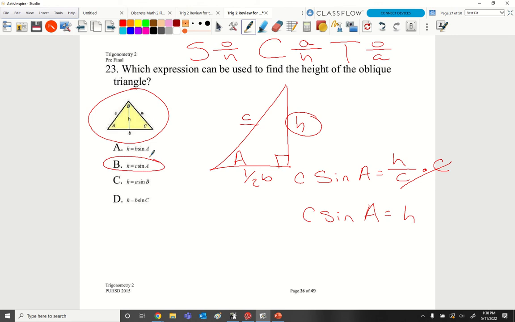Now, if it didn't work out like that, I could do it from the other side. If I could do it from the other side of the triangle, it would look like this. What would I have in the bottom right-hand corner? I'd have a C. This would be little a. This would again be 1/2 B. And this would be my H. Does that make sense or no?